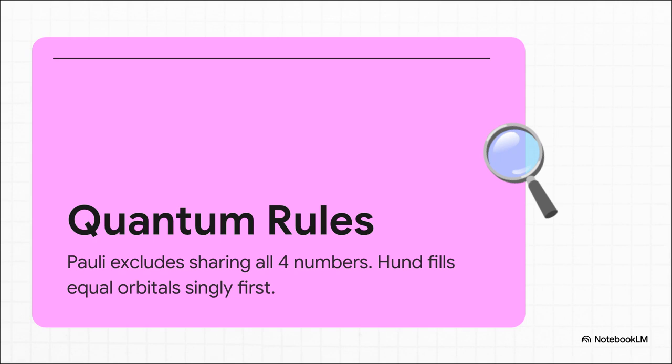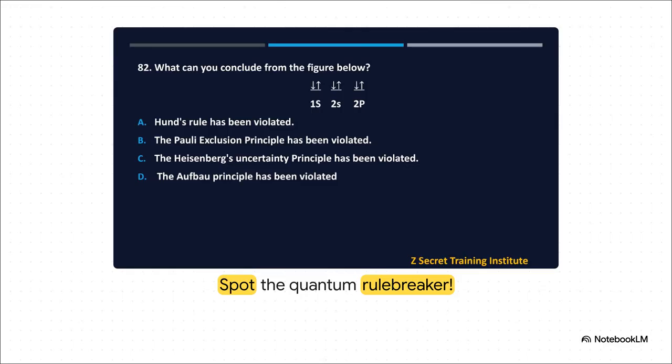The second rule is Hund's rule. This one states that you must fill equal energy orbitals with single electrons before you start pairing them up. I always like to think of this as the roommate rule, right? If there are multiple empty bedrooms in an apartment, everyone is going to claim their own room first before they reluctantly agree to share. And this brilliantly illustrates what happens when the rules are broken.